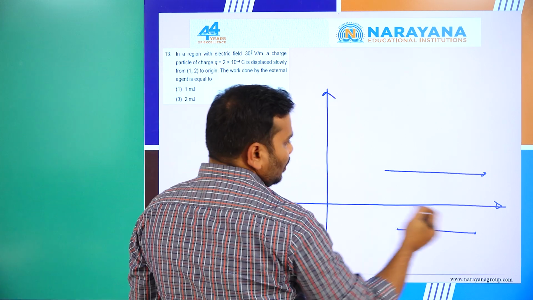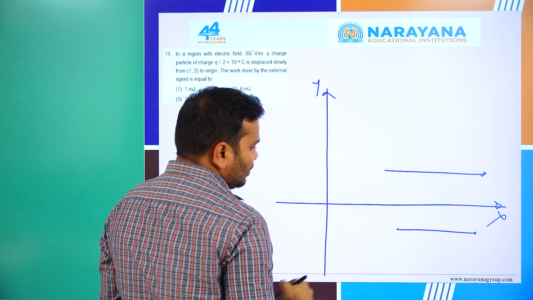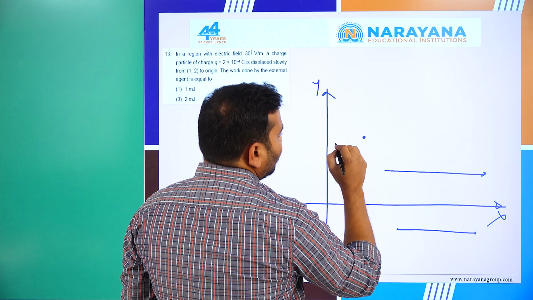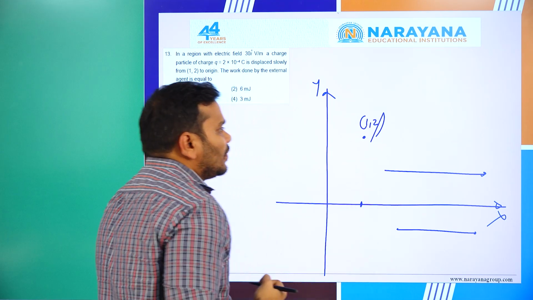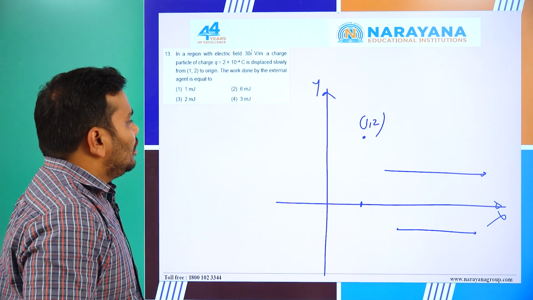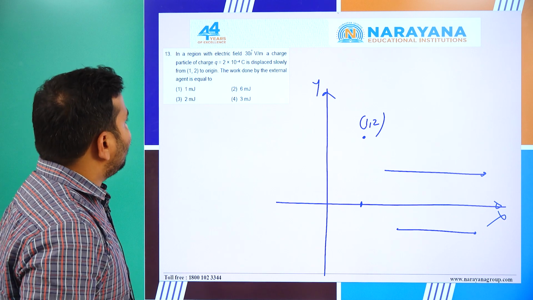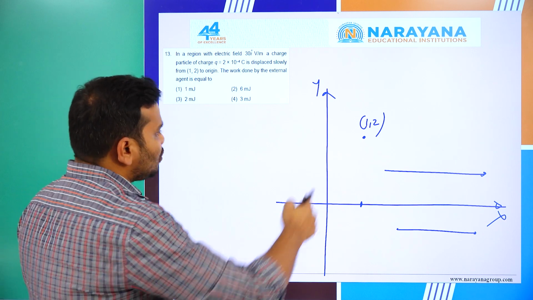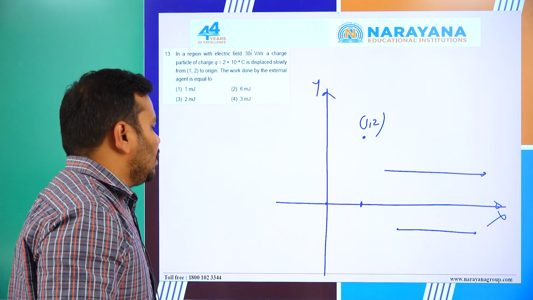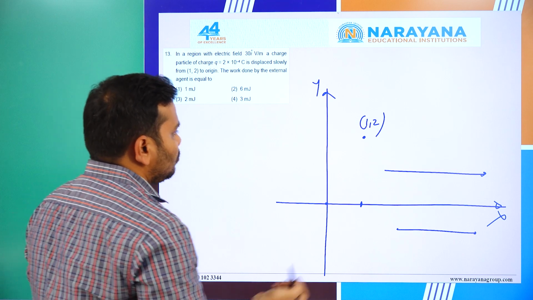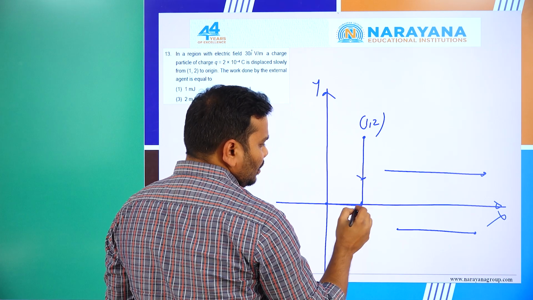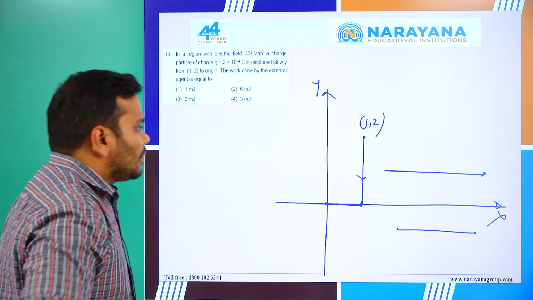Let me represent the point (1, 2) first: this is the x axis and this is the y axis. This is 1, this is 2 along y, and this is the point I am considering. Now the charged particle is taken from this point to the origin. You can take any path, infinite number of paths, and for all the paths the work done is the same. So I am taking the path from here to here as well as from here to here. For one of these paths the work done is 0, and for the other path we have to find the work done.